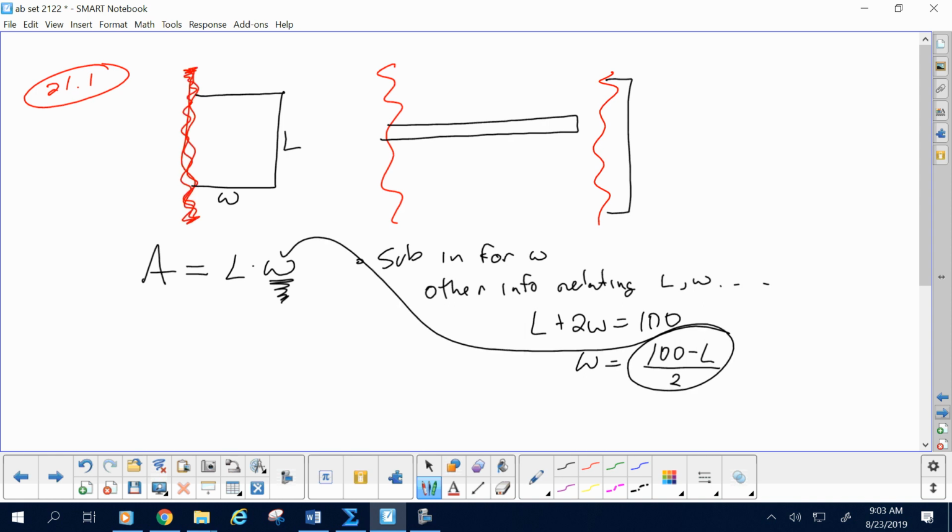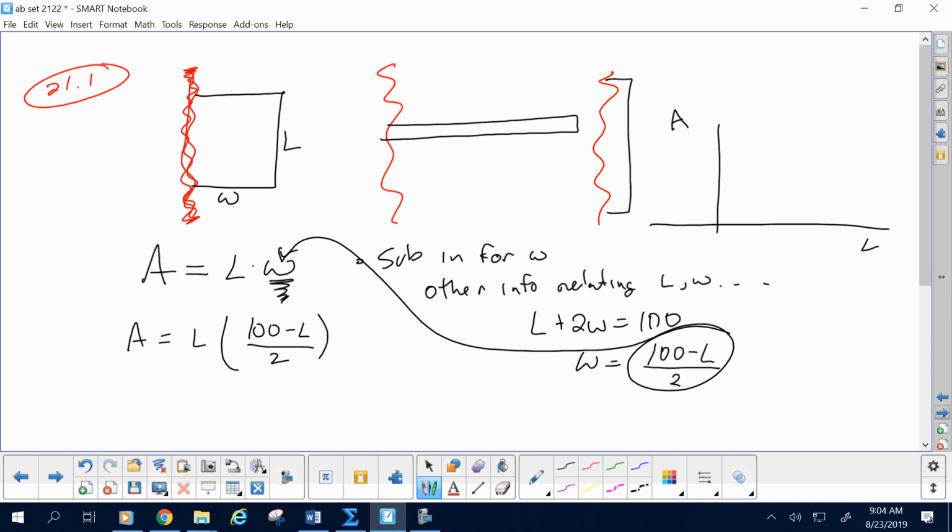All right. So now if I substitute that in, A is L times (100 minus 2L) over 2. Are we good? And that answers the question. Now, just because I'm a total nerd, I want to go further. You can actually answer this question with pre-calculus.